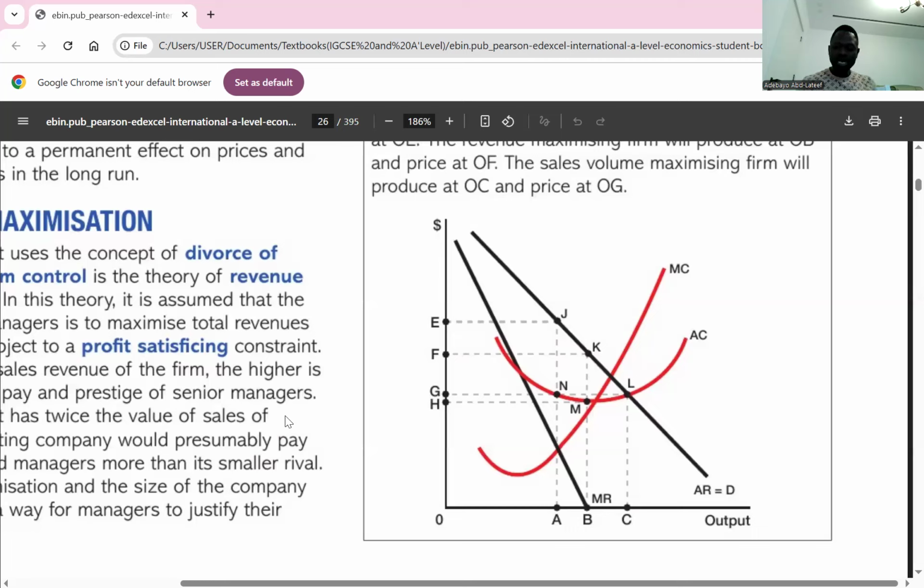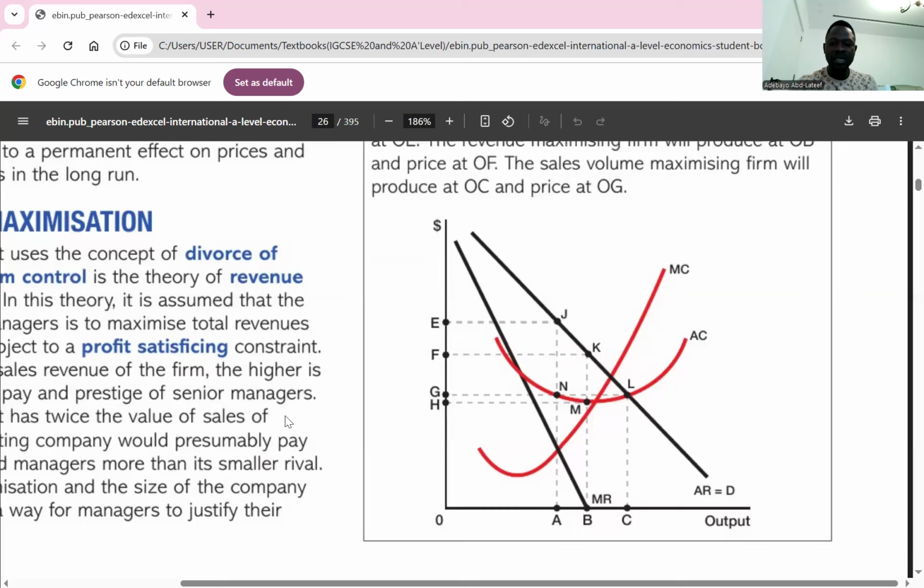So a profit maximizing firm will produce where we have OA at the lowest possible output, and OE the highest possible price. So for profit maximization, it means you are selling at the highest possible price, and you are producing at the lowest possible output. Lowest possible output, highest possible price is where your MC equals MR at this point. This is MC, that's MR.